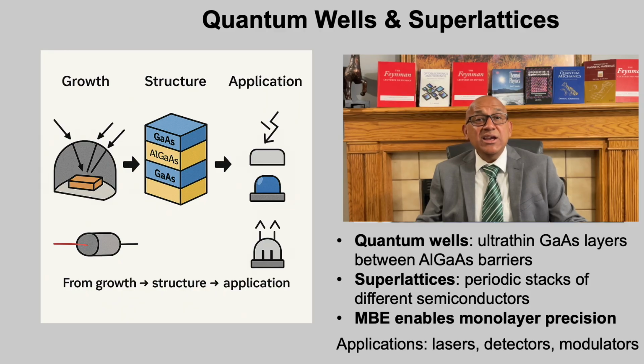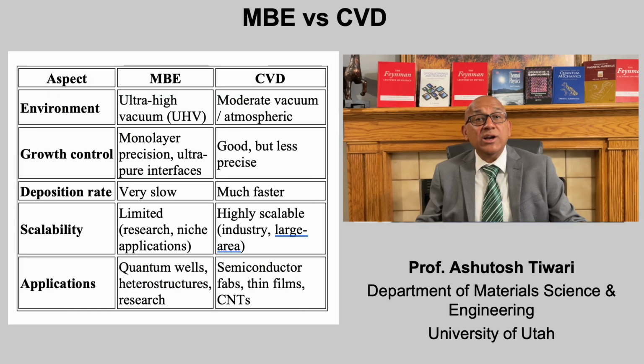Both MBE and CVD are powerful bottom-up thin film growth techniques, but they serve different needs. MBE offers unmatched precision and purity, operating in ultra-high vacuum with monolayer level control. This makes it indispensable for fundamental research and specialized heterostructures like quantum wells. However, its deposition rate is very slow and scalability is limited.